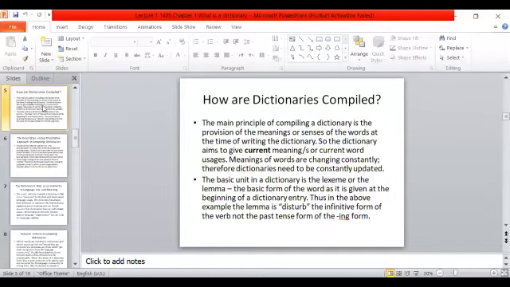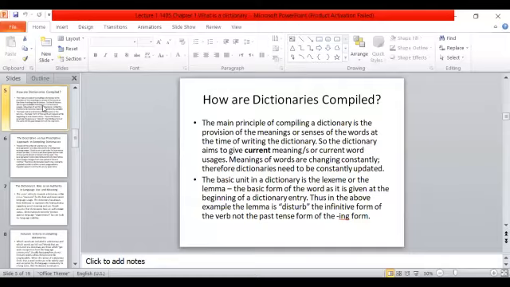How are dictionaries compiled? The main principle of compiling a dictionary is the provision of the meanings or senses of the words at the time of writing the dictionary. So the dictionary aims to give current meanings or current word usages. Meanings of words are changing constantly. Therefore, dictionaries need to be constantly updated.